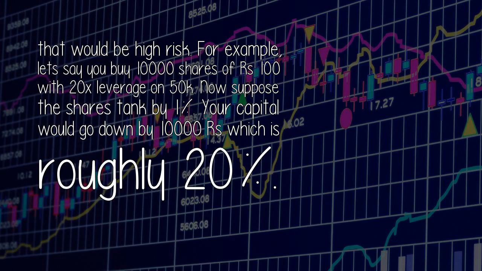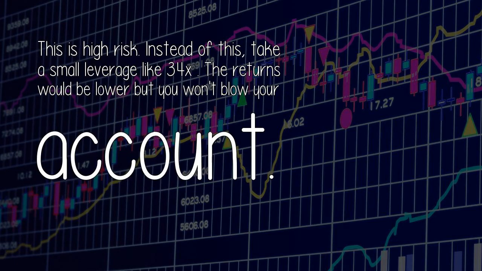For example, let's say you buy 10,000 shares of 100 rupees with 20x leverage on 50k. Now suppose the shares tank by 1%. Your capital would go down by 10,000 rupees, which is roughly 20%. This is high risk. Instead of this, take a small leverage like 3-4x. The returns would be lower, but you won't blow your account.